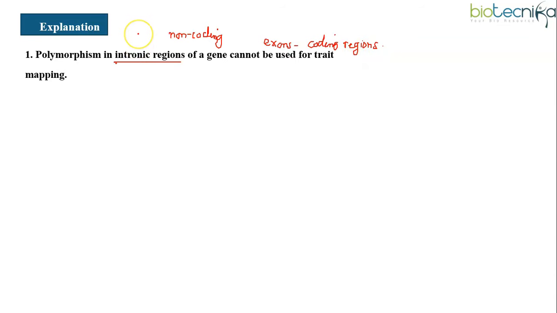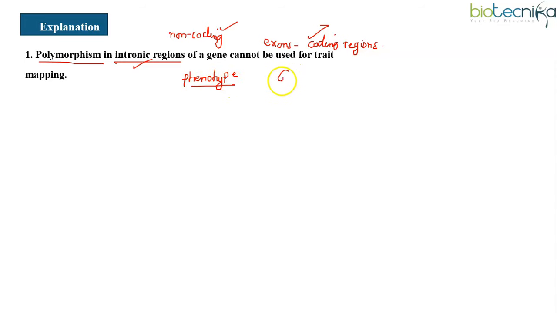Now, while intronic regions do not directly code for proteins, they can still play important regulatory roles in gene expression and function. They can contain regulatory elements like enhancers, silencers, and splice sites that influence the expression and processing of the gene. So polymorphisms, which are variations in DNA sequences, can occur in both coding and non-coding regions of a gene, including intronic regions. Some intronic polymorphisms can even have functional consequences by affecting gene regulation, alternative splicing, or other processes that impact the phenotype or the trait of interest.